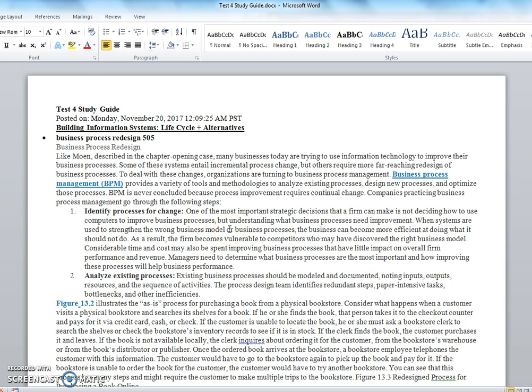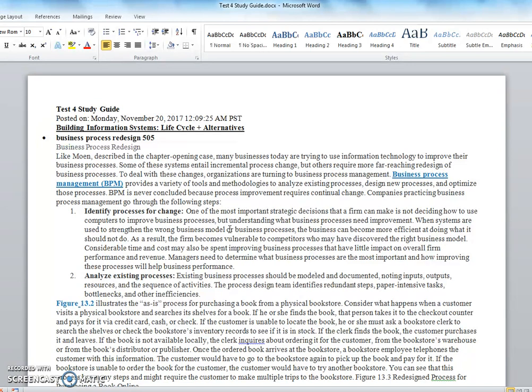Business Process Redesign. Like Moen described in the chapter opening case, many businesses today are trying to use information technology to improve their business processes. Some of these tech systems entail incremental process change, but others require more far-reaching redesign of business processes. To deal with these changes, organizations are turning to business process management.